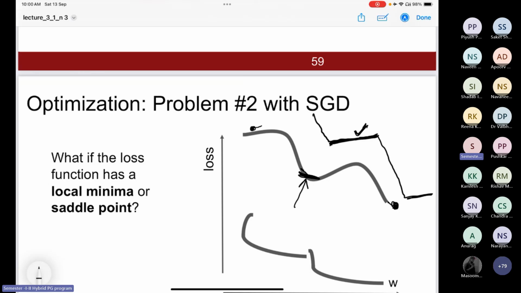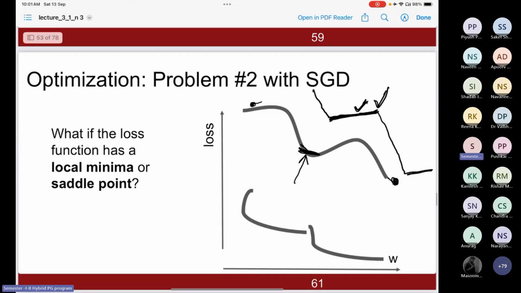So this type of scenario can also happen when you are solving. It is a general problem for every optimizer. So one problem is local minima. You can be trapped in the local minima.